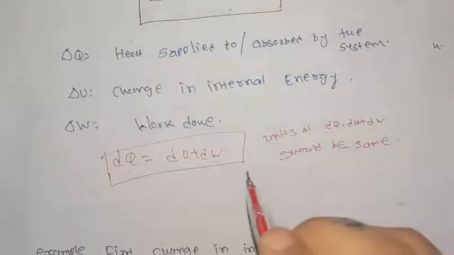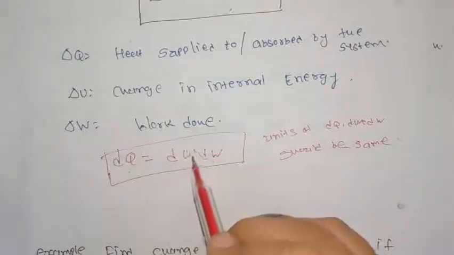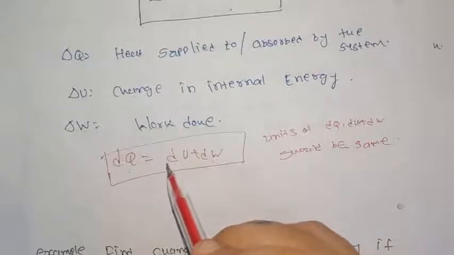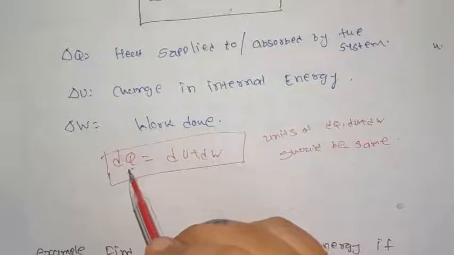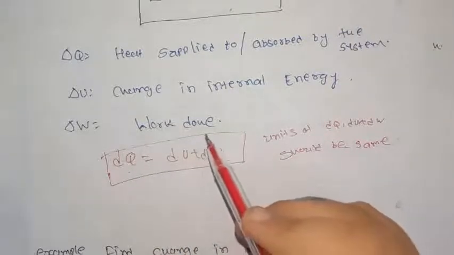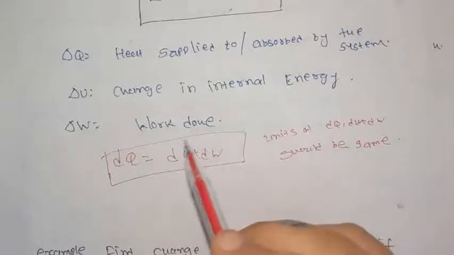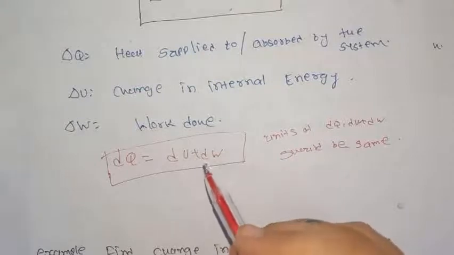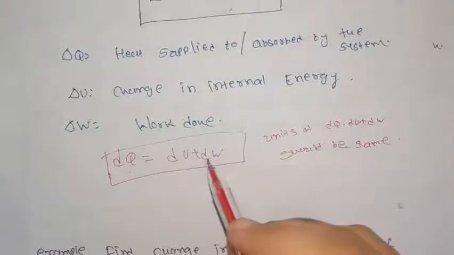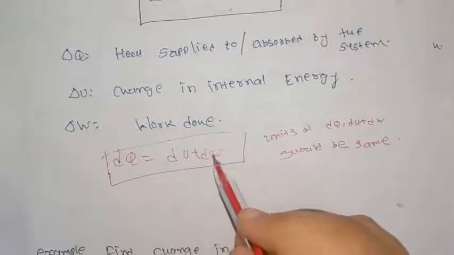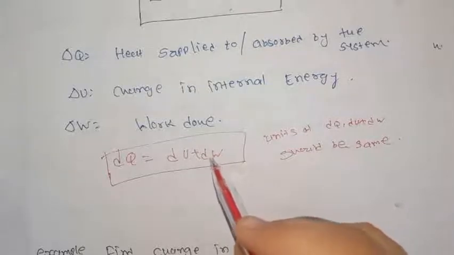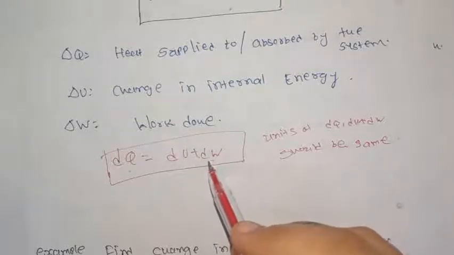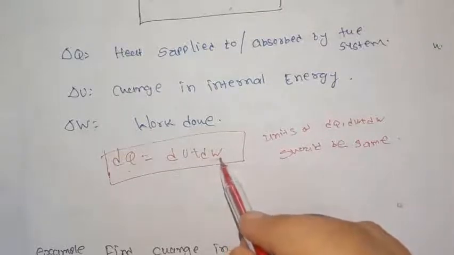We have seen the sign convention that if the temperature of an ideal gas increases, then dU is taken positive, and if the temperature decreases, then dU is taken negative. If heat is given to the system, then dQ is taken positive, and if heat is taken out from the system, then dQ is taken negative. For dW, if the volume of the system increases, that is, work is done by the system, then dW is positive, and if work is done on the system, that is, volume is decreasing, then dW is taken negative. If volume is constant, then dW will be 0.